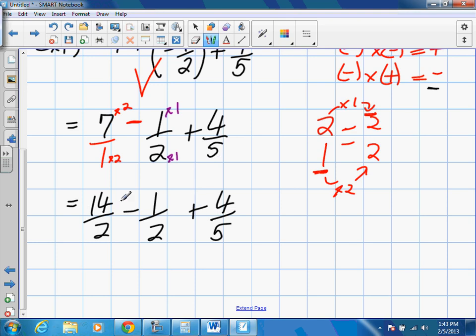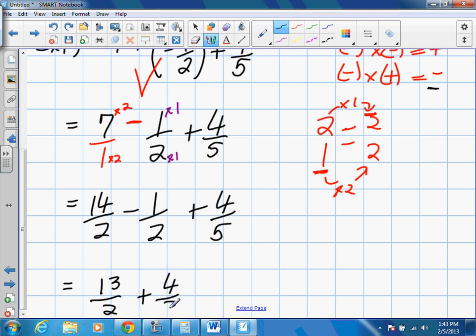So we've got a pair. We can now simplify this. 14 over 2, subtract 1 over 2. Our denominator stays the exact same. So we know our answer will be over 2. And it's 14 subtract 1. 13. So I have 13 over 2 plus 4 over 5.